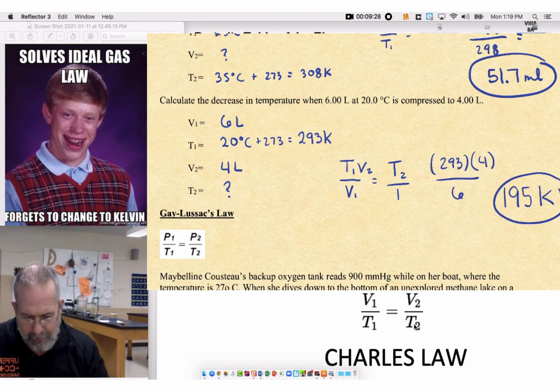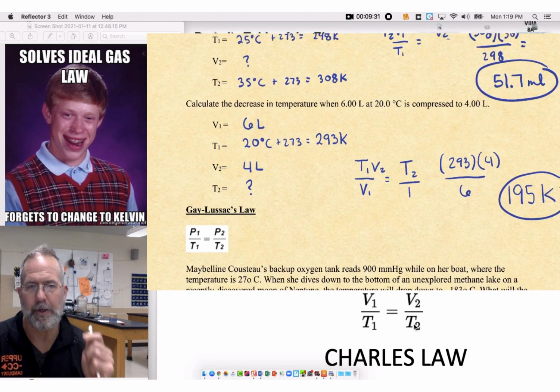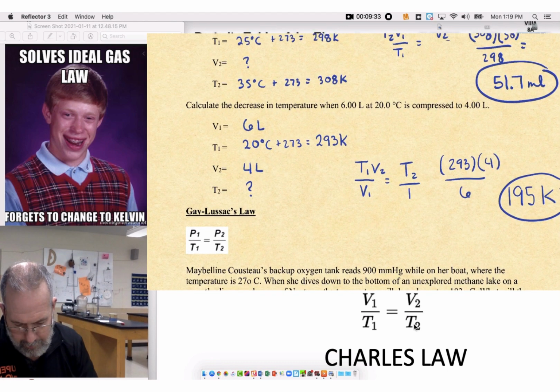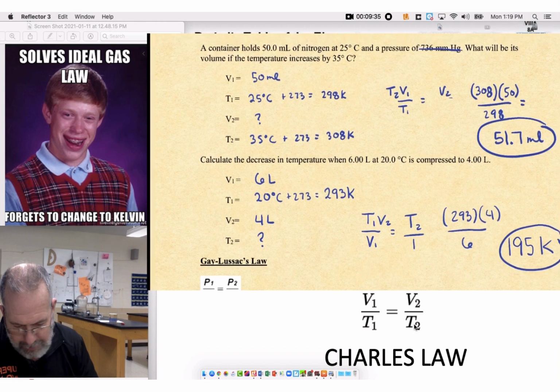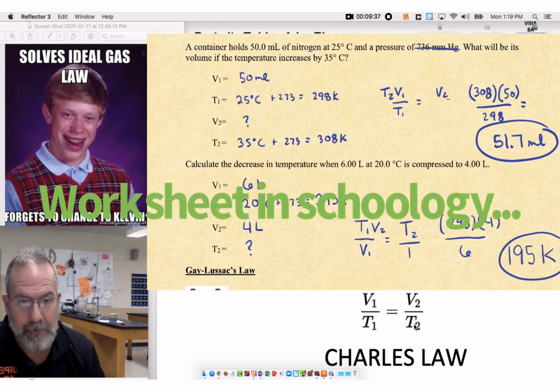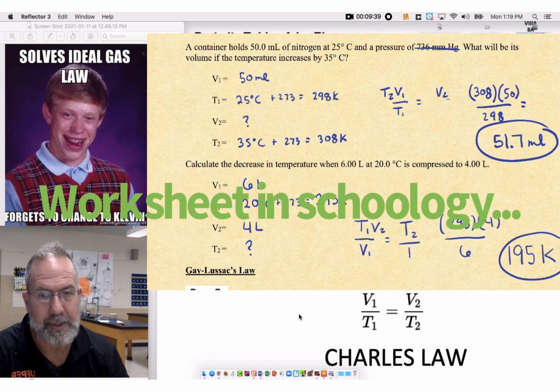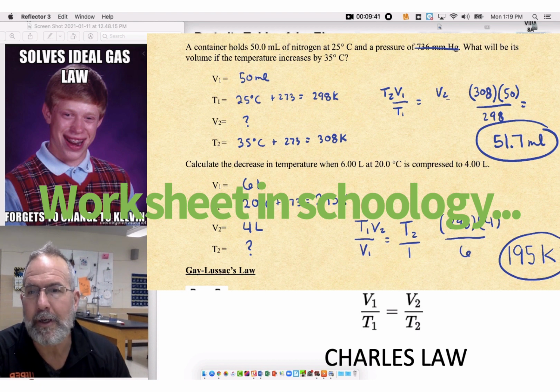All right? Those are Charles's law. So make sure that you follow the law. Make sure that you use our equation, and you can flip it upside down if you need to. If you're solving for T, just flip it upside down. And most importantly, don't forget to change it into Kelvins.